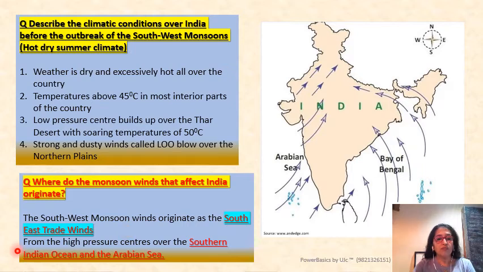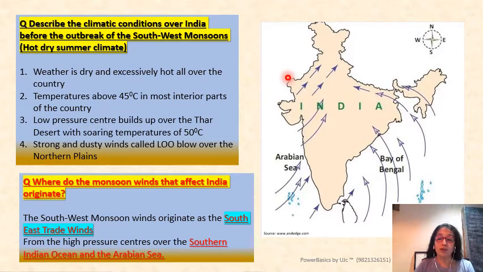And where do they come from? Where is this high pressure being built up over the seas? Which sea is this? The southern Indian Ocean is here. The southern Indian Ocean and the Arabian Sea are where there is high pressure of the atmosphere. And the winds from here blow over India to replace the low pressure. There is less air in the atmosphere over the land.